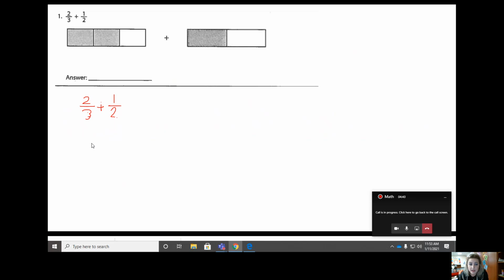The first step is we need to look at our denominators. Our denominators are our number here on the bottom. Remember, down with the denominator. The denominator is down on the bottom. Okay, now are these denominators the same? No, we have 3 and 2. They're definitely not the same.